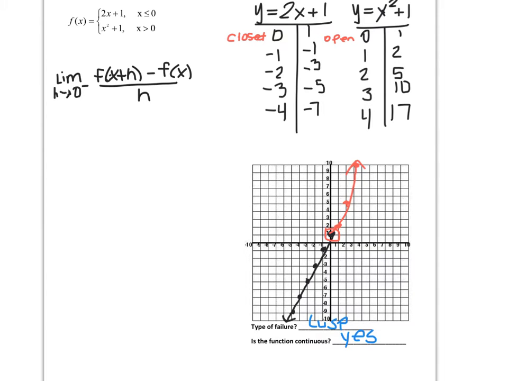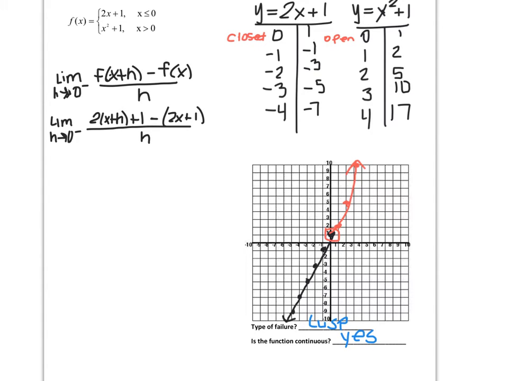Now, if we're taking the limit as h approaches 0 from the left, we need to use this left function, right? This is coming from the left. So the left function is actually the line, the 2x plus 1. So we're going to plug in f of x plus h. That would be 2x plus h plus 1, then minus f of x, which is in fact the line, the 2x plus 1, all over h. And we want to take the limit as h approaches 0 from the left.